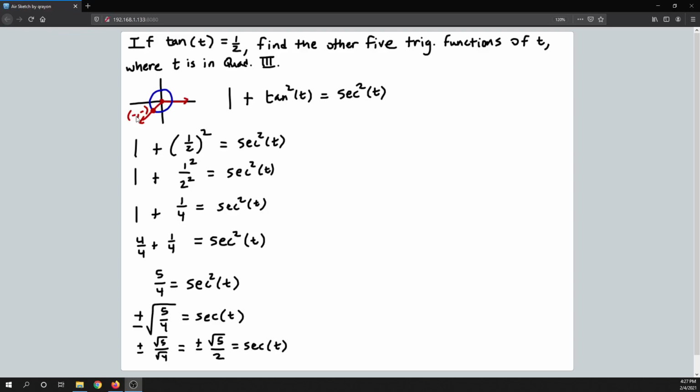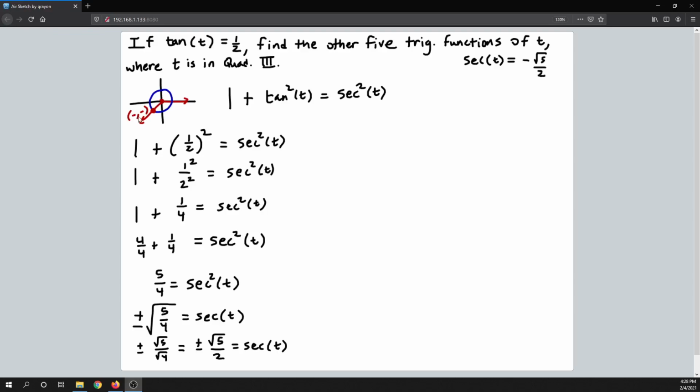So that gives us one of the other 5 trig functions. I'm going to write that way up here to try and save some space. So we know that the secant of t is equal to negative square root 5 over 2.